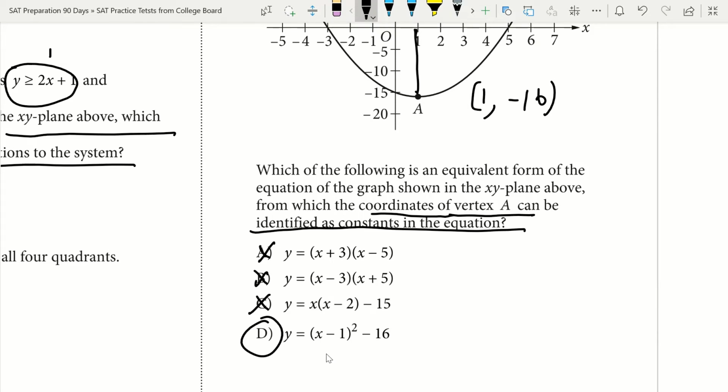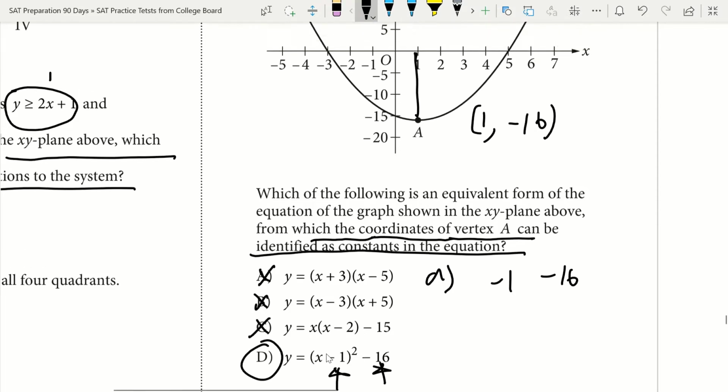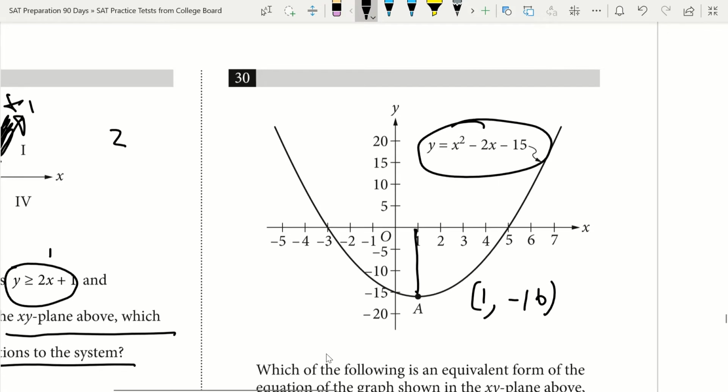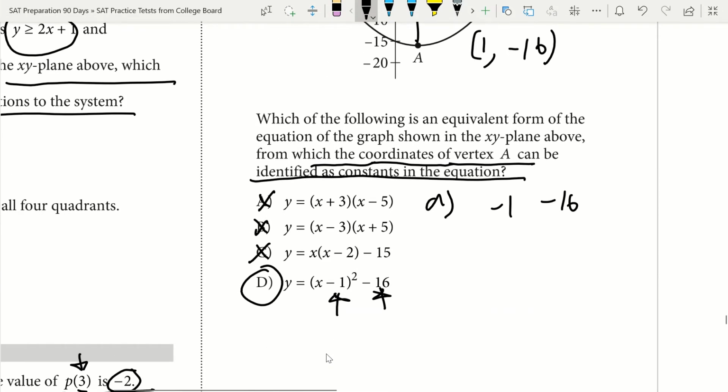But yeah, so really we're just looking for the coordinates of vertex A to be identified as constants in the equation. The only one that has those coordinates identified as constants is D. It won't always be like that. Sometimes you'd have constants identified like this in another option, for example A could have -1 and -16, or 1 and 16 as an answer choice, right? But at that point, what you'd have to do to find your answer is find which one actually is equivalent to this equation here, right? So if you did have two options that both have those constants, then you have to actually figure out which one is equivalent. But in this case, since we only have one option that has those constants, we automatically knew the answer was D. So that's something you can put in your notes as well.